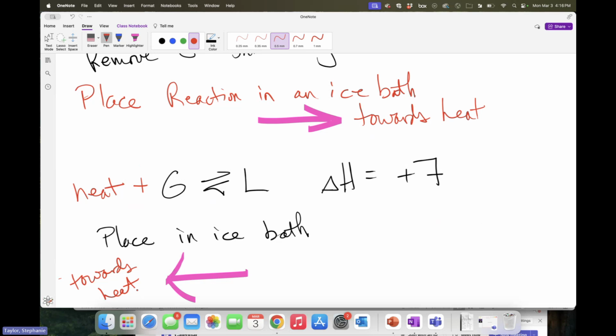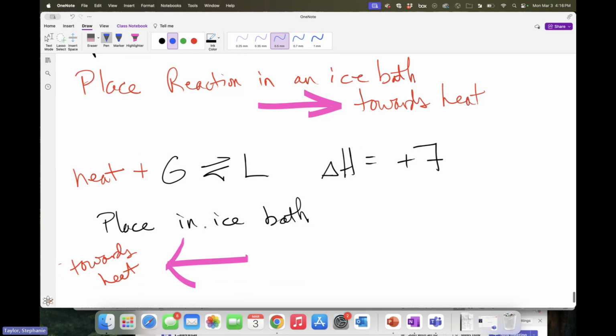So unlike products and reactants that are locked in place, where products are always on the right and reactants are always on the left, the thing with temperature is that where heat is depends on if your reaction is endothermic or exothermic. And that will determine where things go.